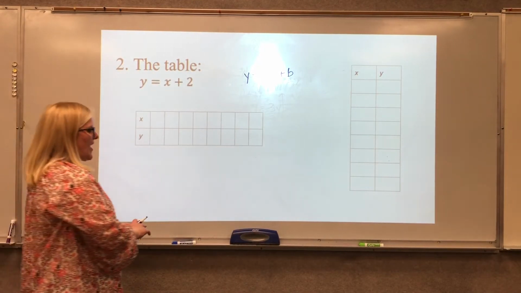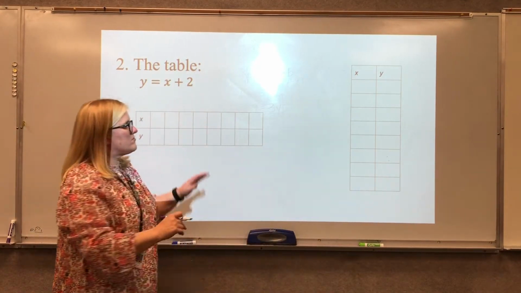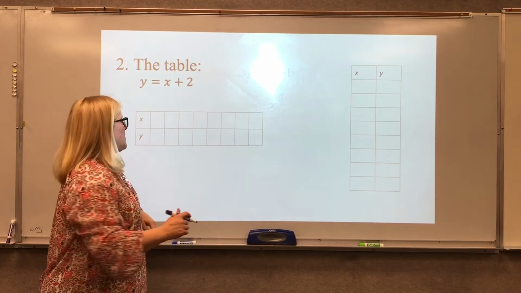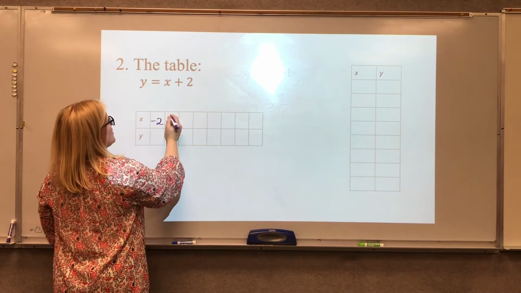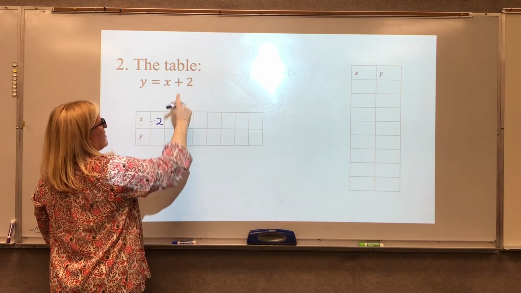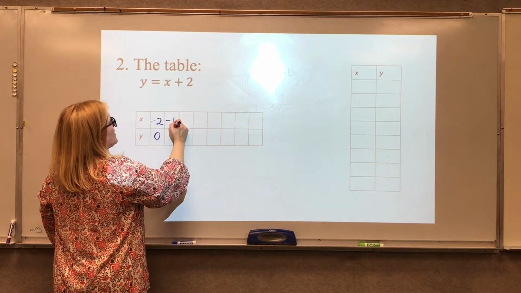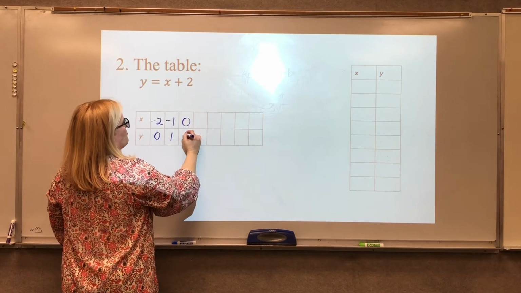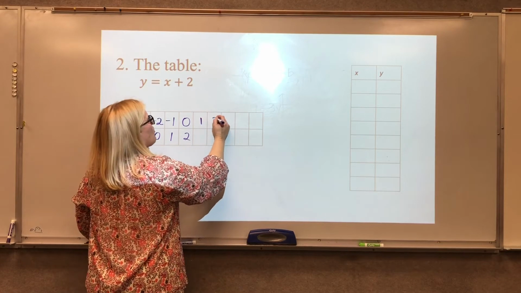Okay, the second way is by using a table, and I put tables going both directions. But let's say I have my input, I'm going to do, say I do -2. If I put -2 in there, my output is 0. If I put in a -1, my output is 1. If I put in a 0, my output is 2. So hopefully you see the pattern.